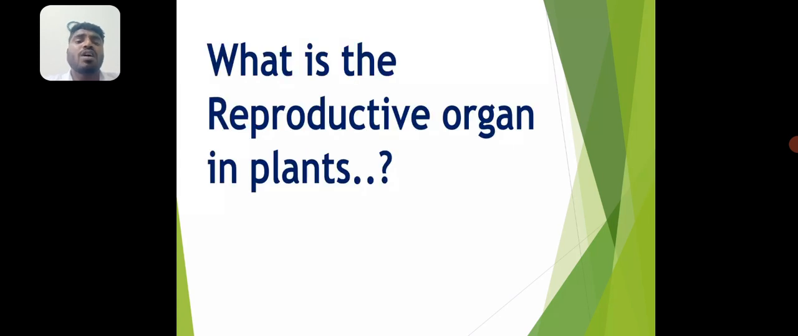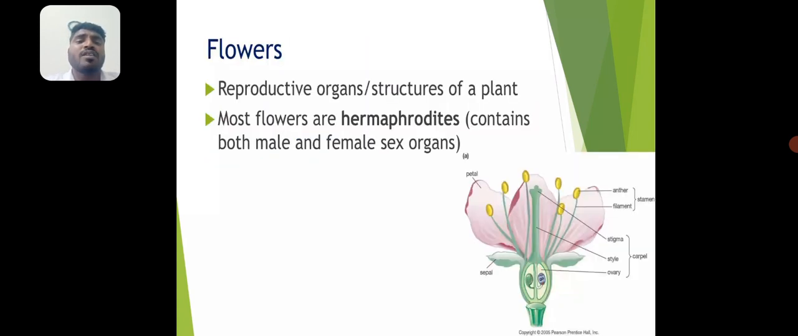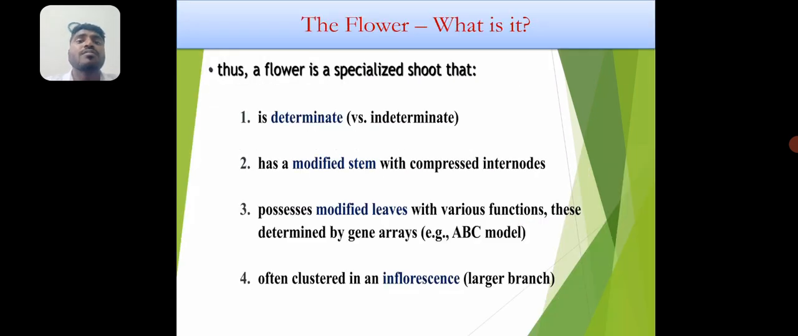What is the reproductive organ in plants? Flowers. Most flowers are hermaphrodites. They contain male and female sex organs. What is a flower? A flower is a specialized shoot that is determinate. It is a modified stem with compressed internodes bearing modified leaves with various functions, determined by gene arrays, for example the ABC model, often clustered in an inflorescence.